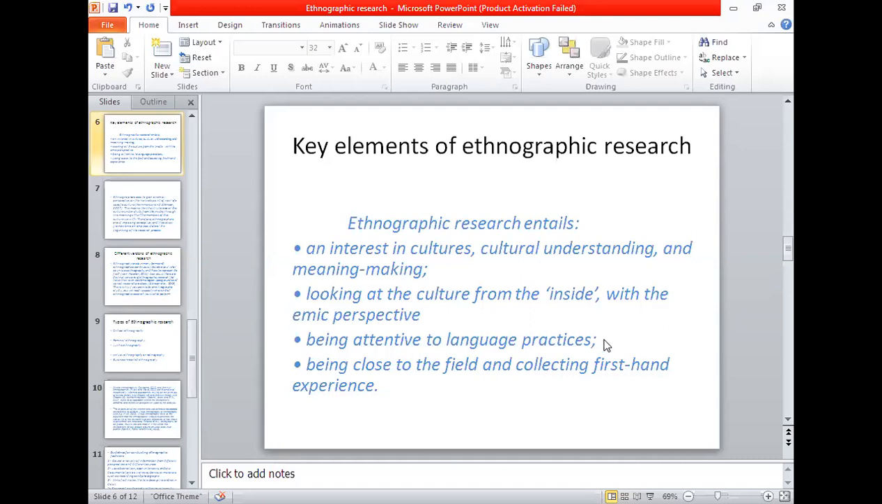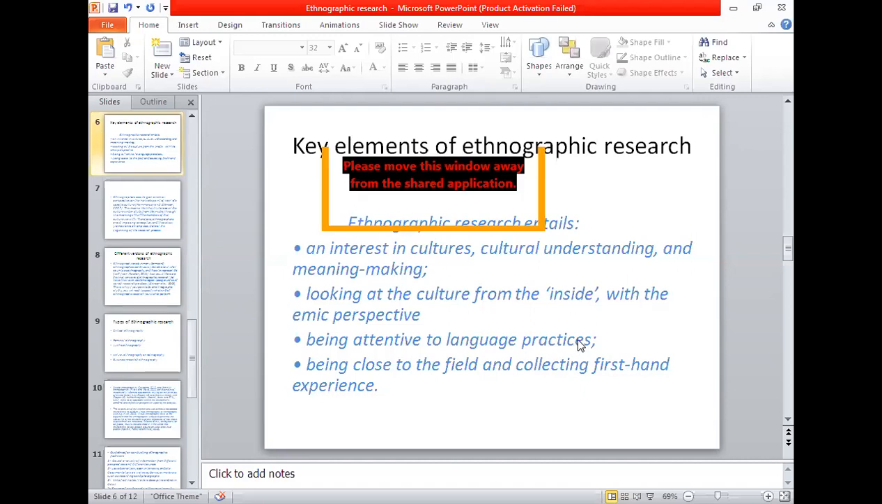Being attentive to language practices means that ethnographic researchers are very much interested in understanding the languages, the language perspectives, language practices and their use. And third, being close to the field and collecting first-hand experience. This means that this qualitative type of research does not make use of secondary data. When we use the word first-hand, it is against secondary data. It means collecting first-hand information which you can have within the field.